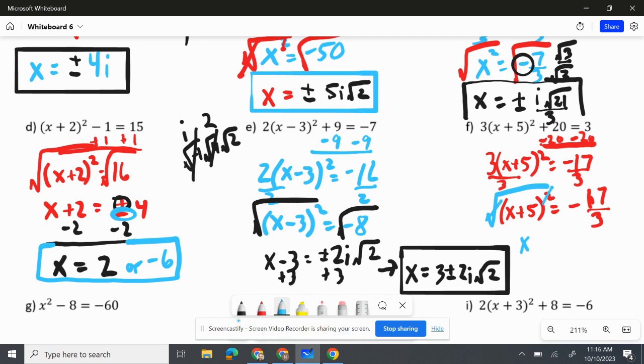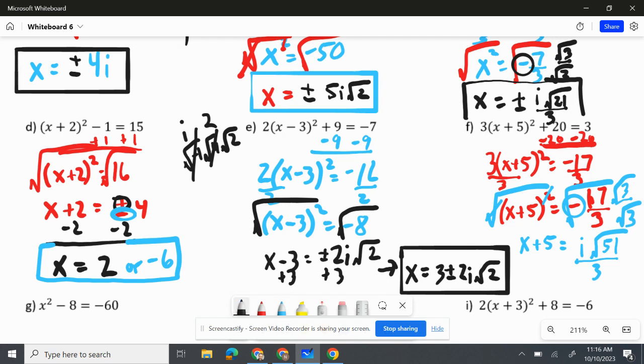And that gives us x plus 5 equals. We have to rationalize this because once we put a square root, we can't have a square root in the denominator. And so that gives us the square root of negative is an i. 3 times 17 gives us 51. 3 times 3 is 9. Square root of 9 is 3. And our last step is we subtract the 5.